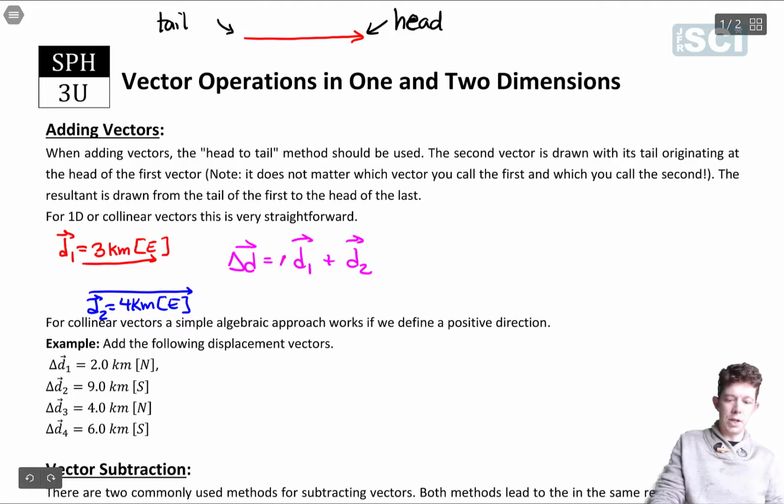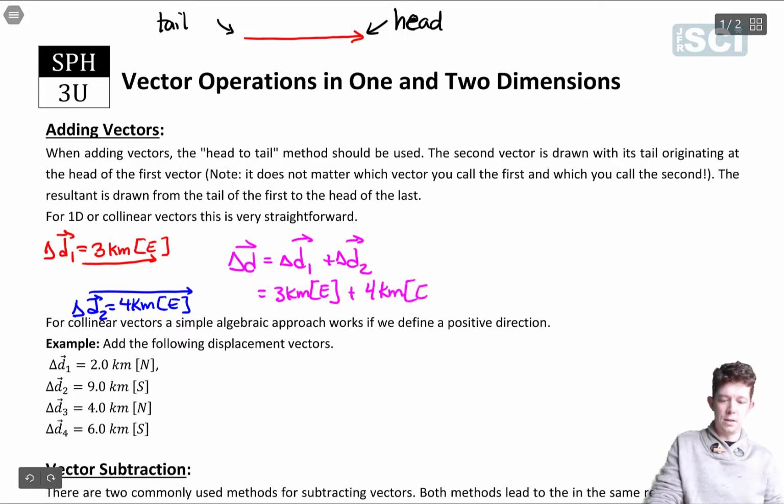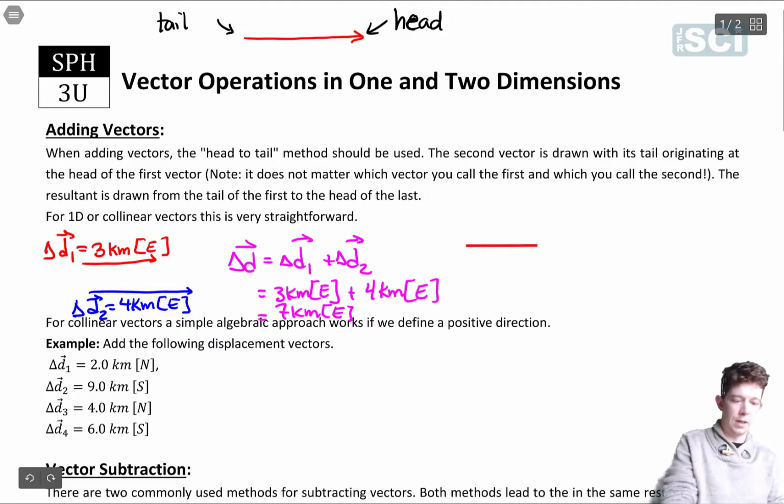So it's going to be the change of my first vector. Let's say that this was actually a displacement, delta D, and we'll say that this one was actually a displacement as well. If I'm going to add those together, you get that it's 3 kilometers east plus another 4 kilometers east to give me a total of 7 kilometers east. Now visually, you would have been able to do this as well, and you would have drawn a 3 kilometer east vector, and you would have drawn it like so. And on the end of it, you would place the 4 kilometer vector like so.